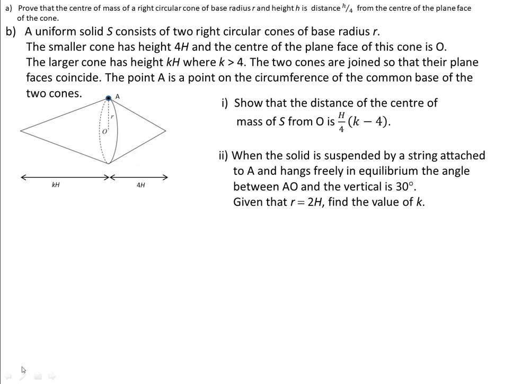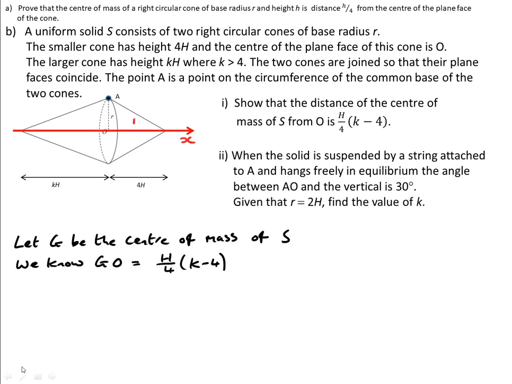And the final part of the question says that when the solid is suspended by a string attached to A and hangs freely in equilibrium, the angle between AO and the vertical is 30 degrees. We're told that r is 2 times h. We have to find the value of k. Well, there's our x-axis again. We know that the centre of mass of S is on the negative side, with the distance of G from O being h over 4 times (k minus 4).